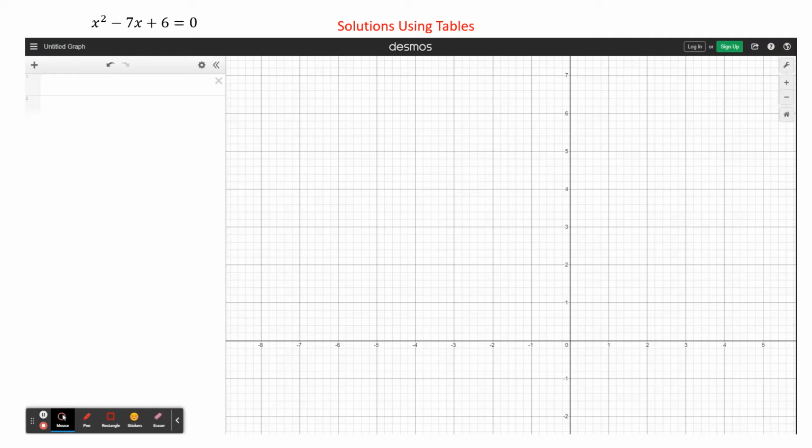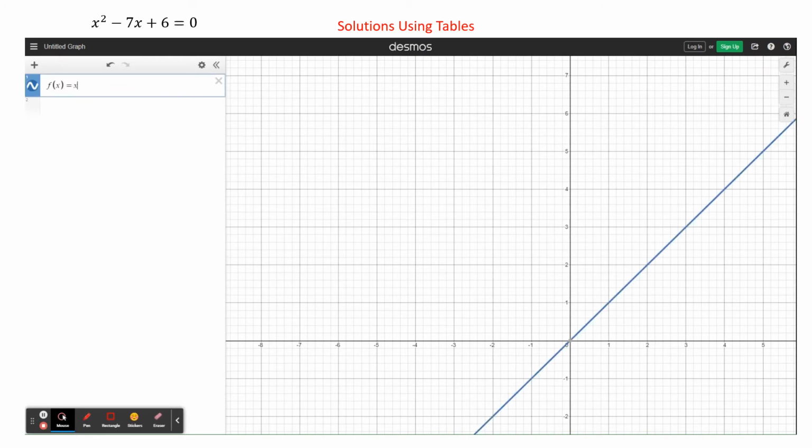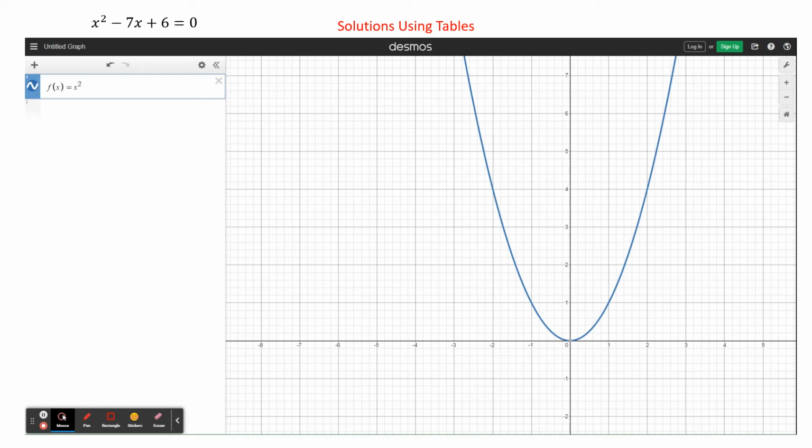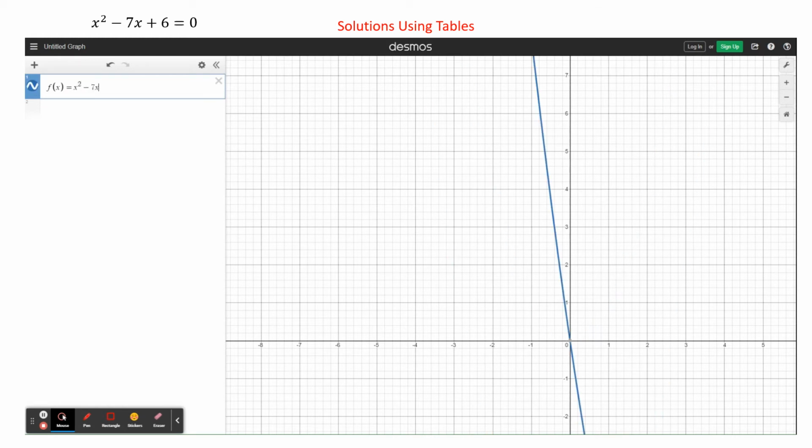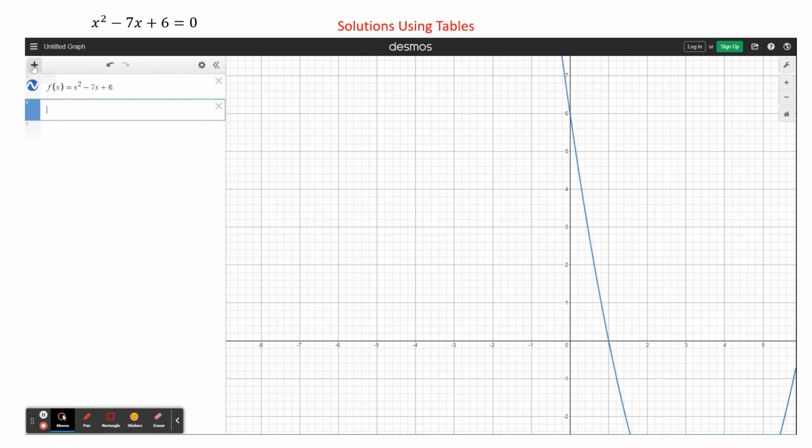Here I have the whole thing, not just the graph. So the first thing we're going to do is type in f of x equals x squared minus 7x plus 6, because we have to type in the equation. And now we're going to go up to the table. We're going to enter a table. We're going to change that y2 into f of x1. And then as we see, x equals 1 looks like our first one.